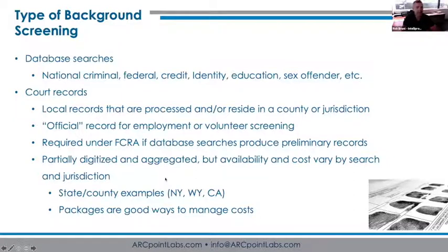Court records are partially digitized and aggregated, and they are often available at a state level. New York is a prime example. New York has a search called the NYOCA search. Basically, the state of New York decided, in order to generate revenue and control the flow of information out of the state as it pertains to backgrounds, to aggregate the criminal information at a state level. If you want that information in New York, you have to pay them, about $70 plus the NYOCA state fee. It's basically a revenue generator for the state of New York.